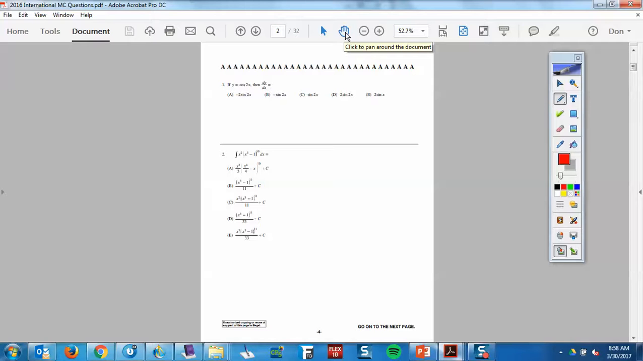This was the actual test, so you see this one's got the actual questions. That's why it's got those A's all across the top. The next section has B's all across the top because it's part A and part B. Part A is the no calculator, part B is the calculator. That's why it also says unauthorized copying or reuse of any part of this page is illegal.